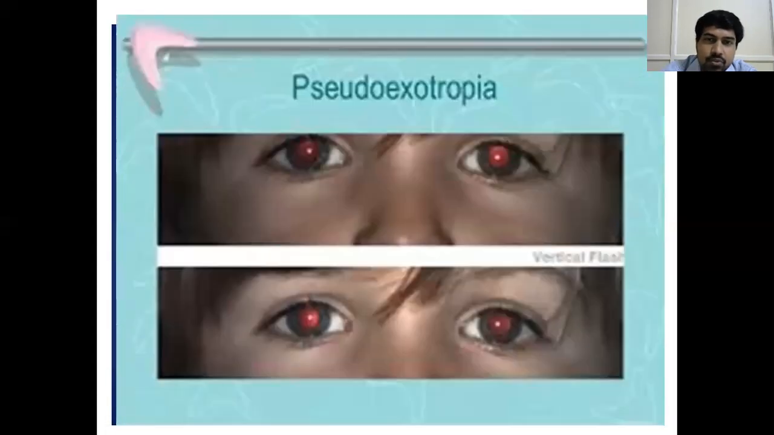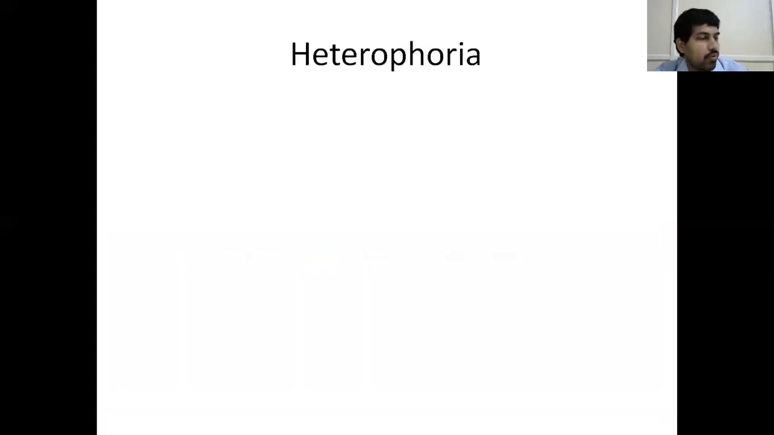So squint means the pathology should be either in the muscle or in the nerves. But here, because of bony pathology, excess bone growth, the eyes are displaced laterally. That's why it appears as if there is a squint. Okay, that is pseudoexotropia. Now coming to heterophoria.